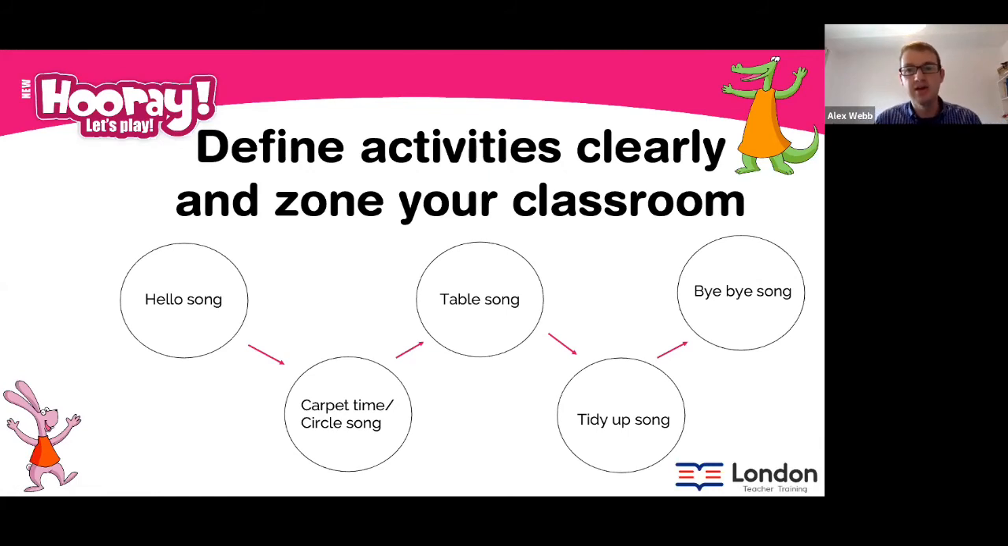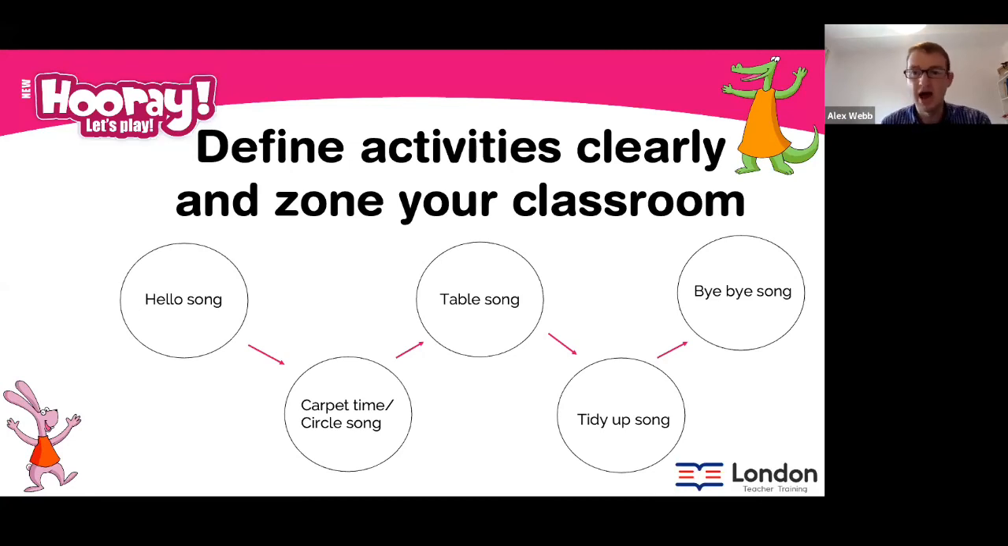Okay, and so defining your activities, giving clear instructions, and then having just a little bit of movement and moving to a different place in the classroom just really indicates to your young learners that this activity is now over. We're not doing this one anymore. We're now moving on to something else. Okay, and that really clarifies that for your young learners.